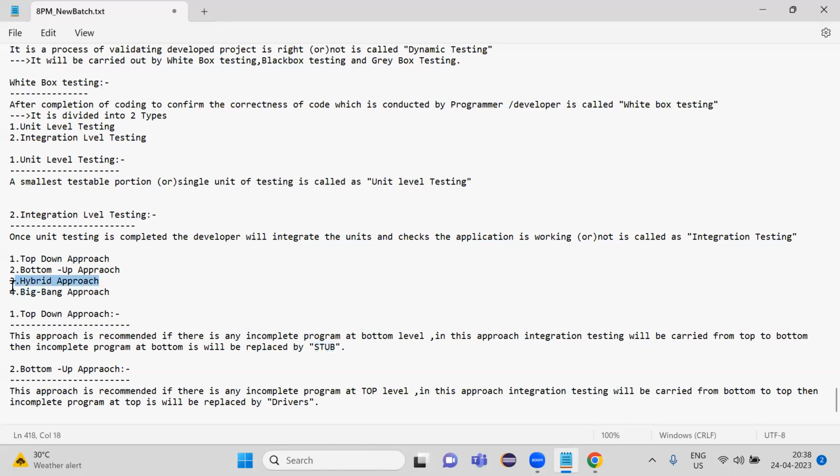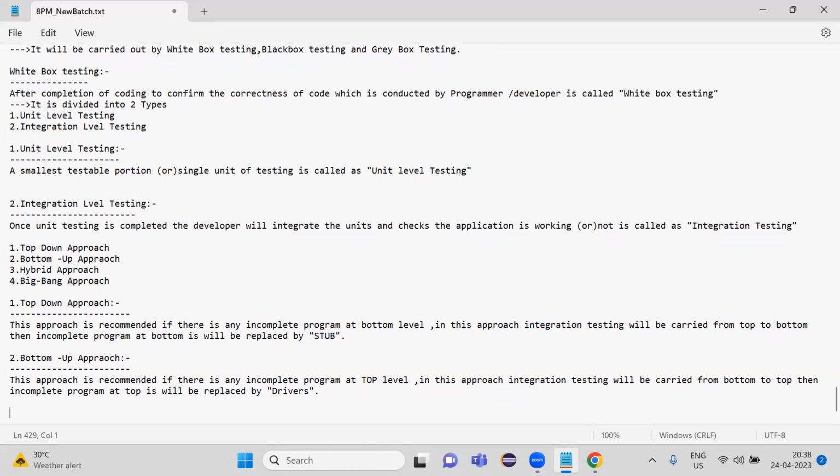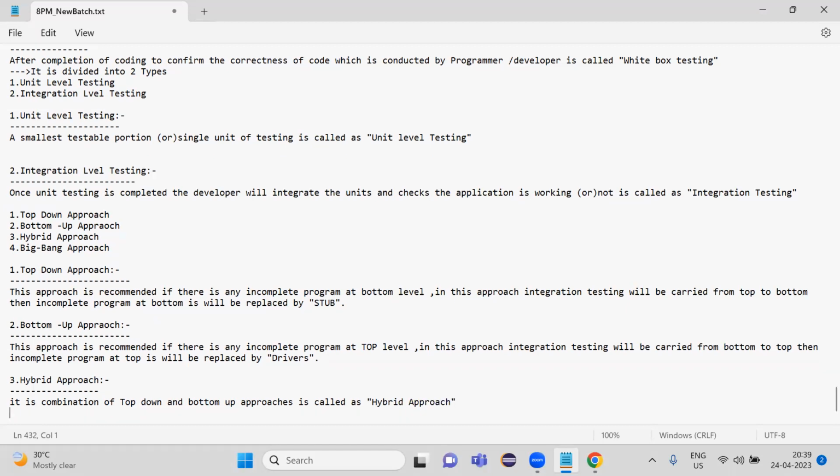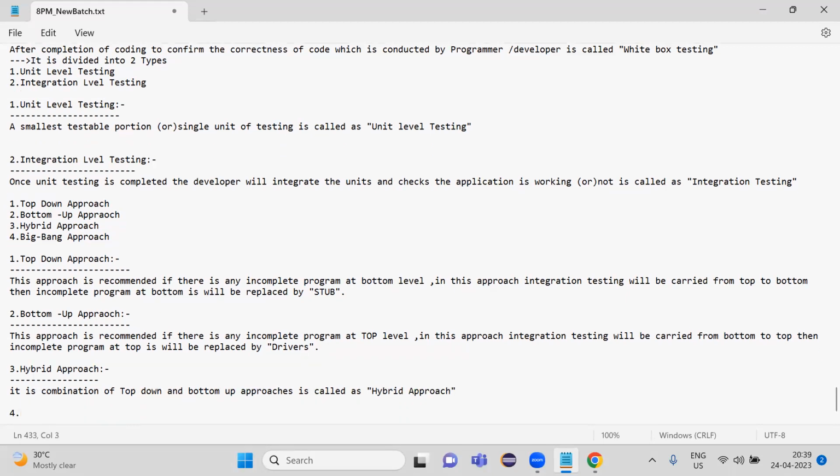Okay, what is the hybrid approach? It is a combination of top down and bottom up approaches, called the hybrid approach. Clear? Coming to the fourth one. What is the fourth one? Big Bang approach.